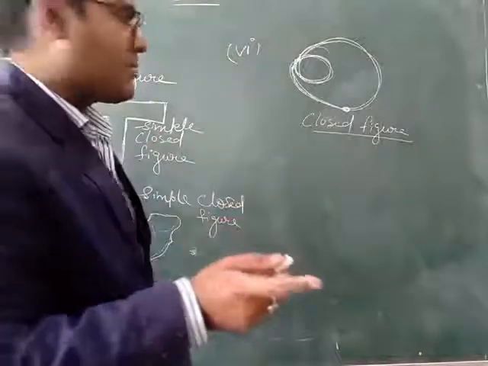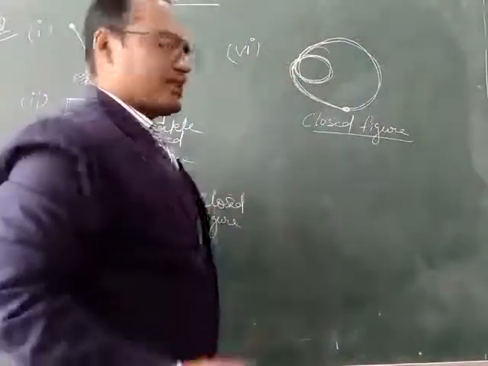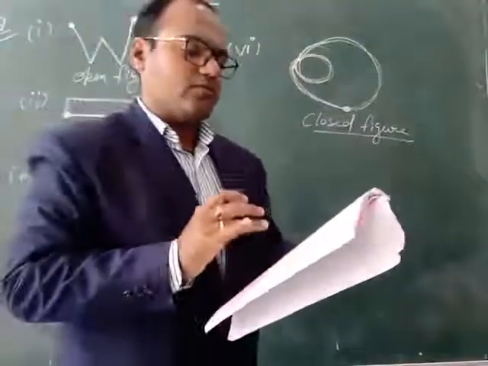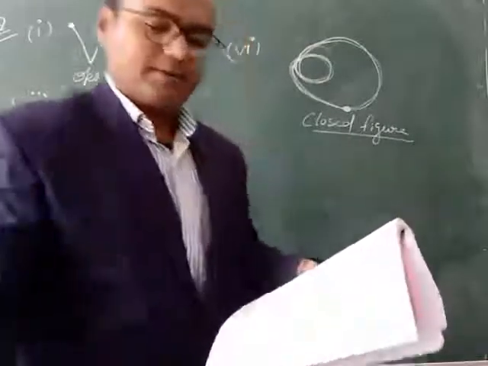Why will we not write the word simple? Because here this line is cutting. That's why we will say it is a closed figure only. It is not a simple closed figure. So like this you have to do all the parts of question number 8. Now see question number 9.